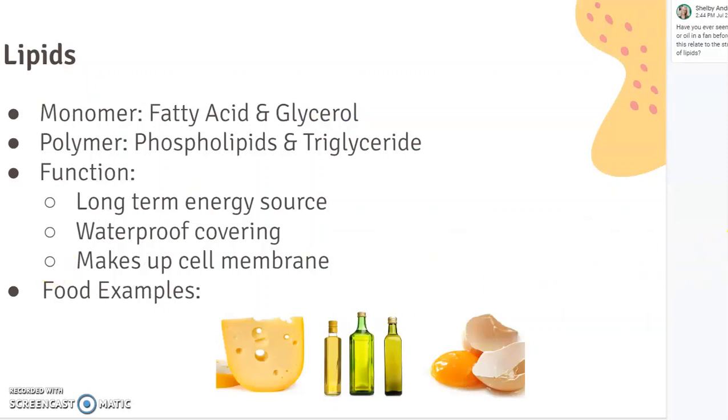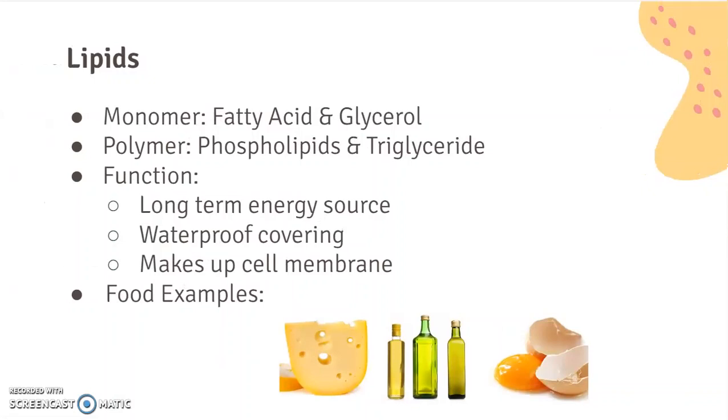So next here we've got a lipid. All right, so we're still talking about the lipid. Like I said, the monomer is fatty acid and glycerol. The polymer is triglyceride, coming from the fatty acids and glycerol.